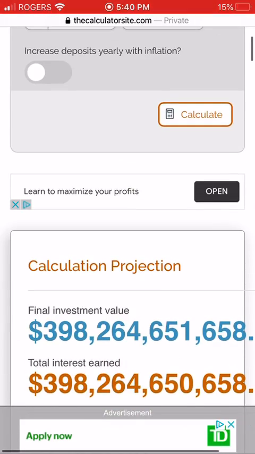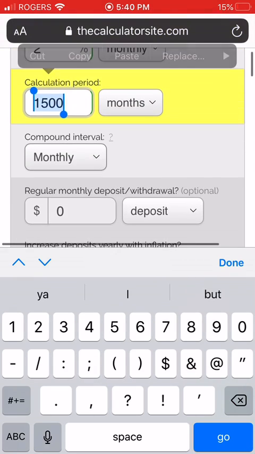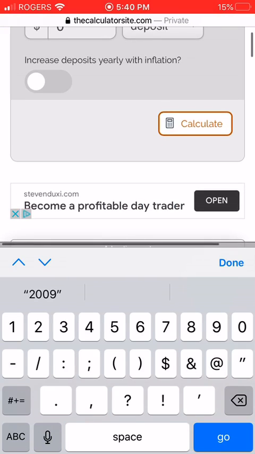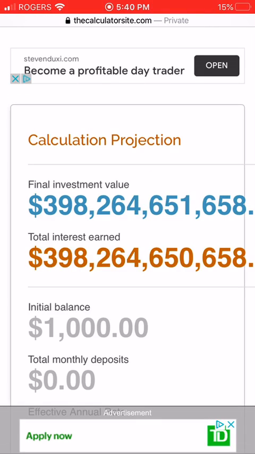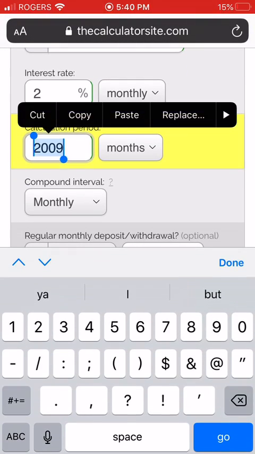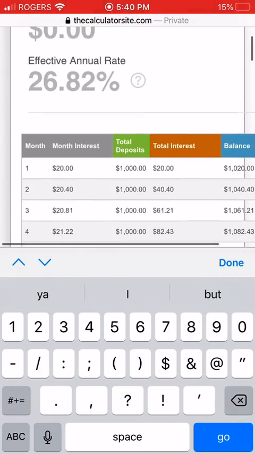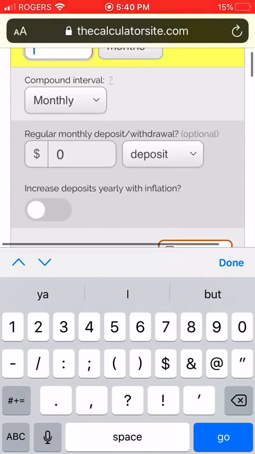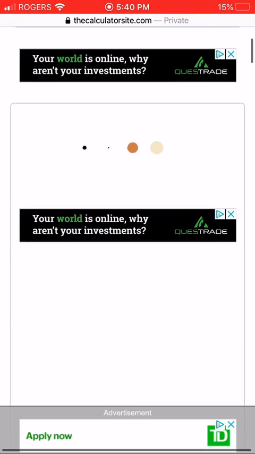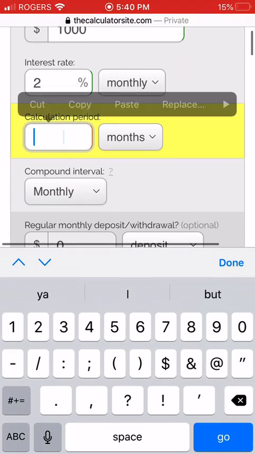1,500? What? That didn't calculate right, did it? Let's try 2,000. It's not 2,000, it's 2,009, but that's okay. What? It's like they just don't want to make the number any higher. That don't make no sense. I think the calculator just doesn't want to go any higher, or there are too many months.